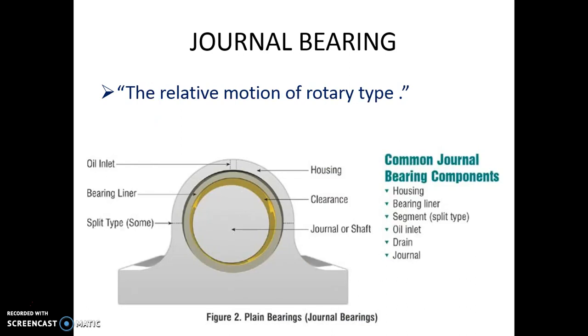Now what is a journal bearing? In a journal bearing, you have relative motion between the two mating surfaces. So here you can see, let me see the cursor. Yes, this is a rotating shaft, and it is supported by this bearing. The relative motion between this shaft and this bearing is of a rotary type. It is not of a linear motion. There is no linear motion. It's a rotary motion. As it has a rotary motion between the two mating surfaces, this kind of bearing is called a journal bearing.